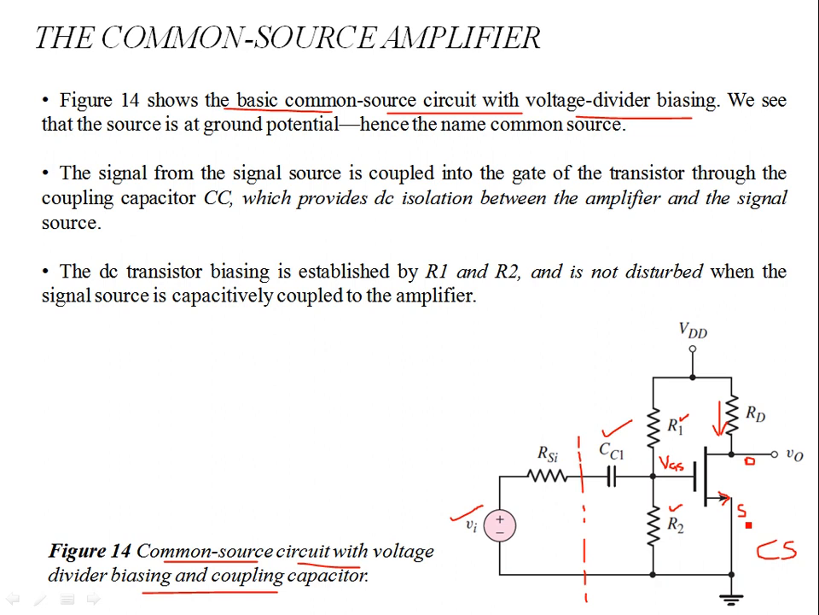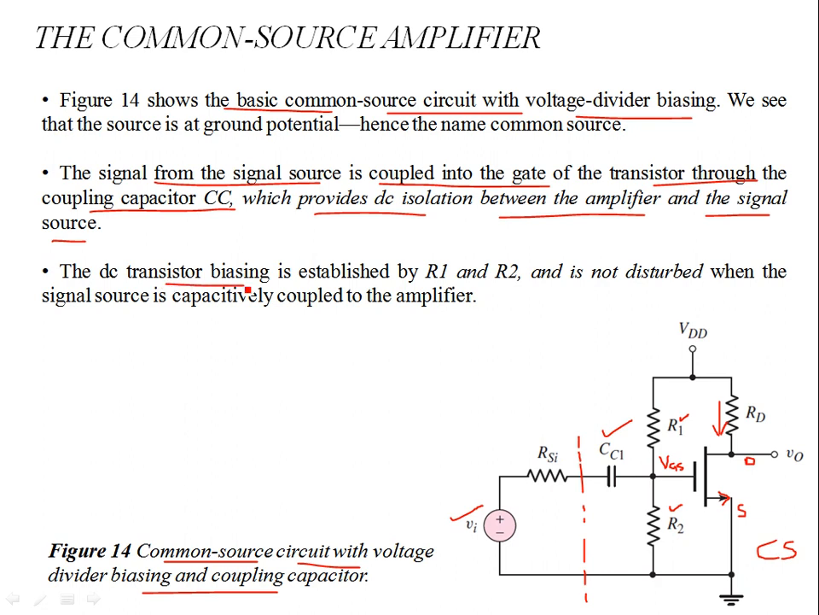whatever is the input resistance, output resistance, etc., and the transconductance gain of the transistor. But first we have to determine the DC parameters. So the signal from the signal source is coupled into the gate of the transistor through the coupling capacitor CC. So CC is the coupling capacitor. It also provides the DC isolation between the amplifier and the signal source.